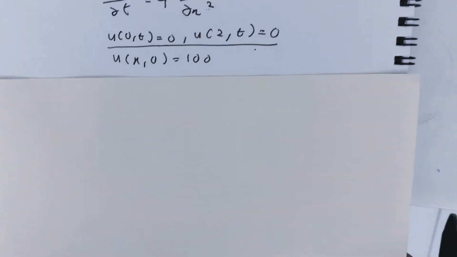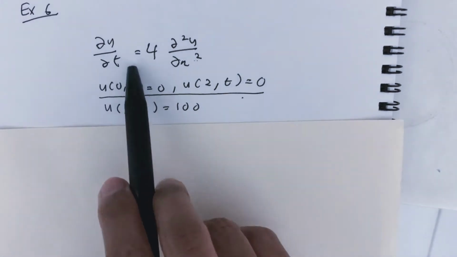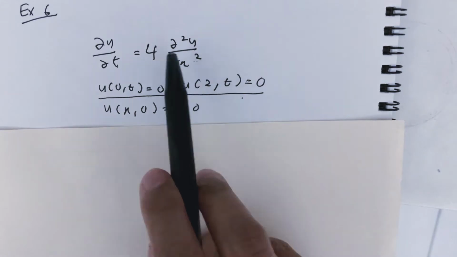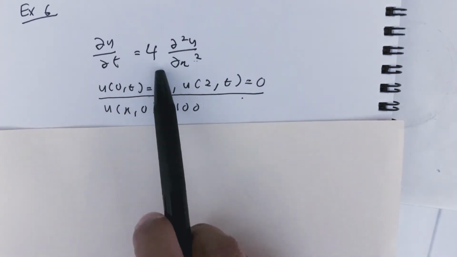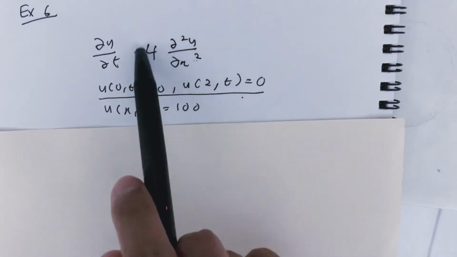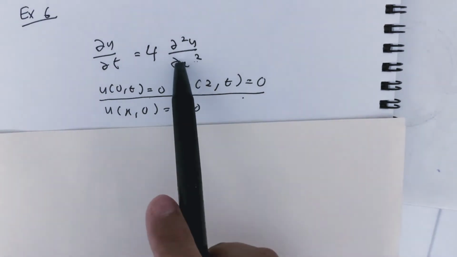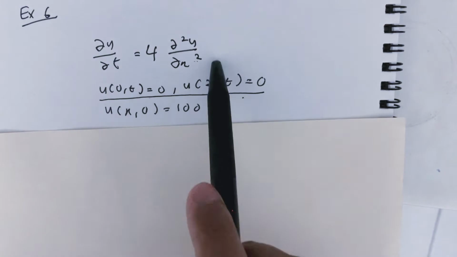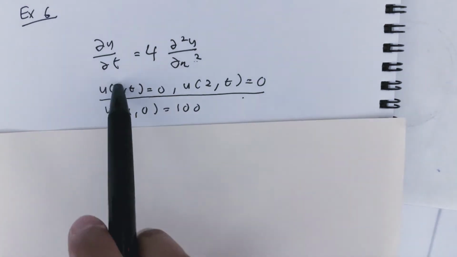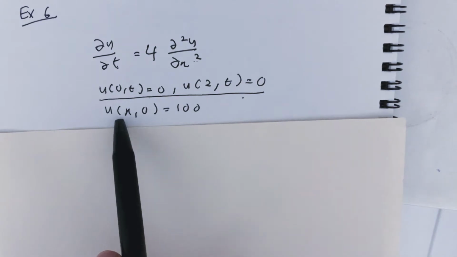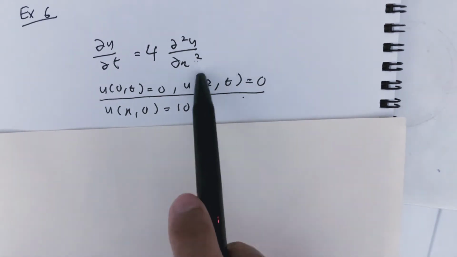Example 6, where the question is like this. The equation is du/dt equals 4 d squared u/dx squared, which means we have the value for the constant, which is 4, or c equals 2. So the heat equation depends on three boundary conditions, 1, 2, and 3. In the equation we know that L is 2.